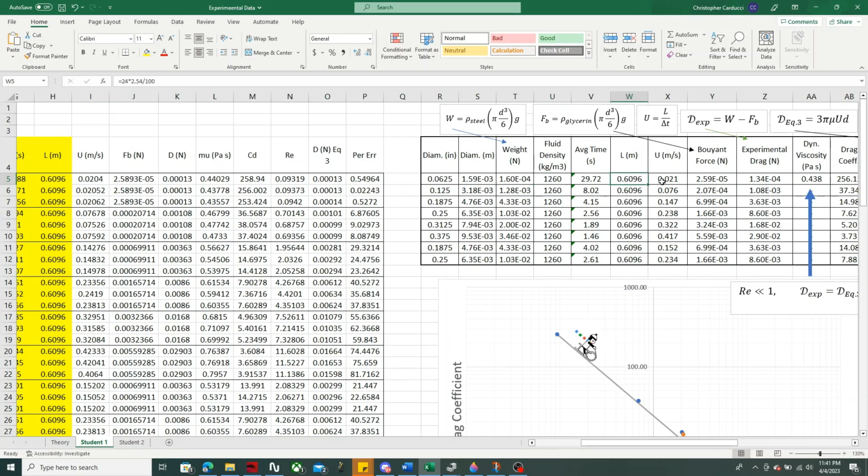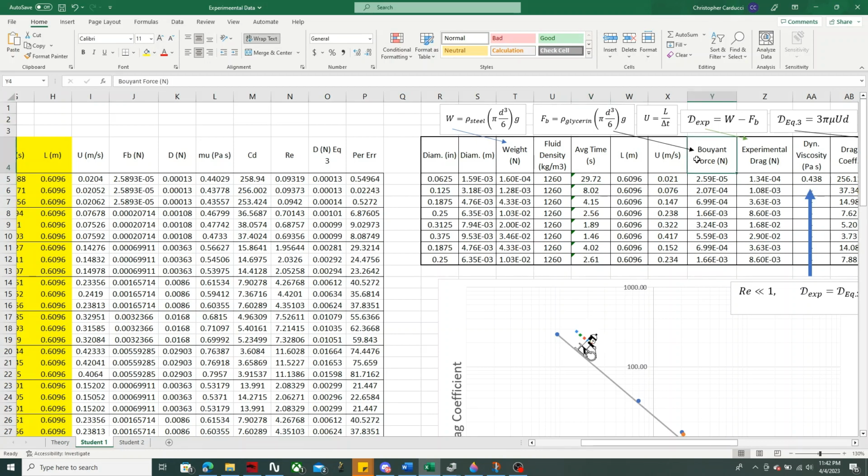We have the length. It was those 2 points you measured. I think it was 24 inches. And then your terminal velocity was just the length divided by the time it took, the average time it took. How do we get this terminal velocity? Well, that terminal velocity happens when there is a balance between the weight and the drag force and buoyant force.